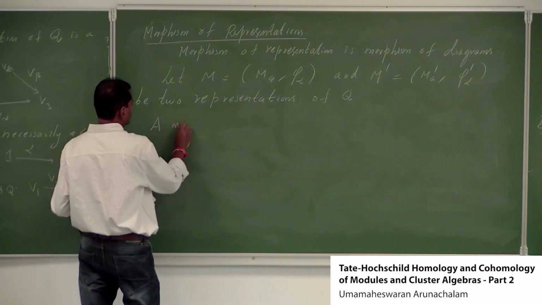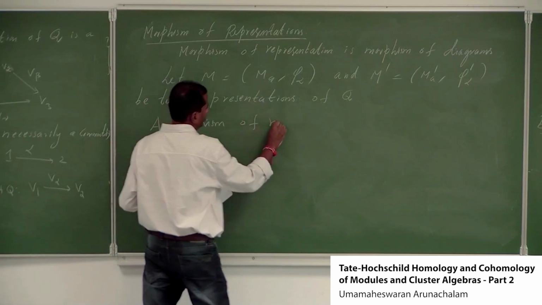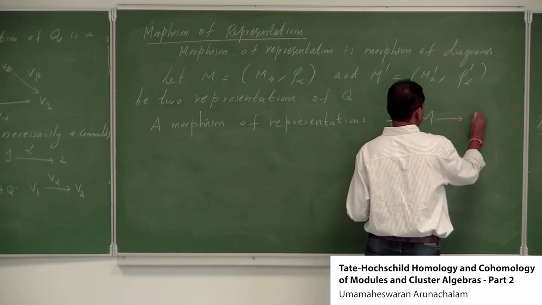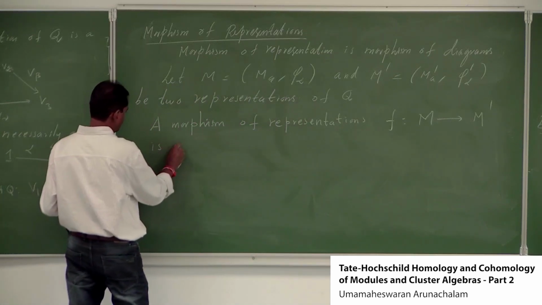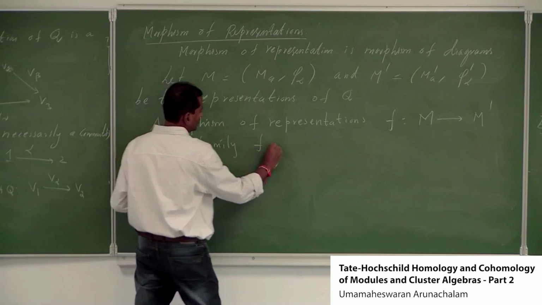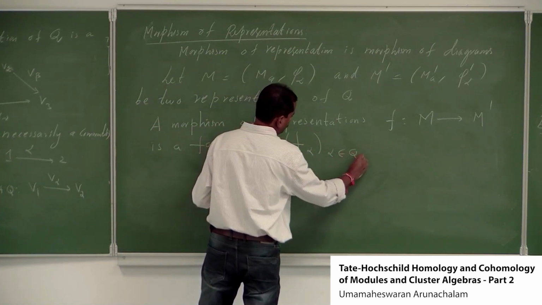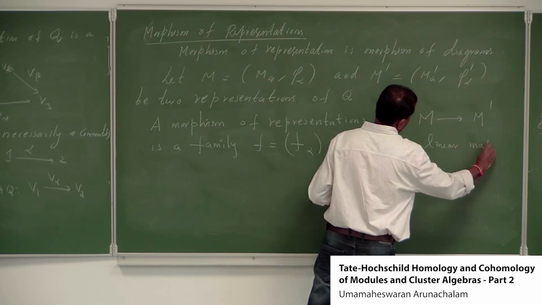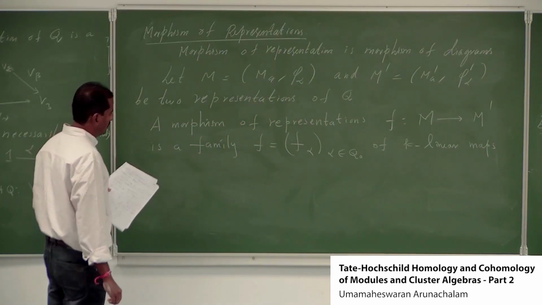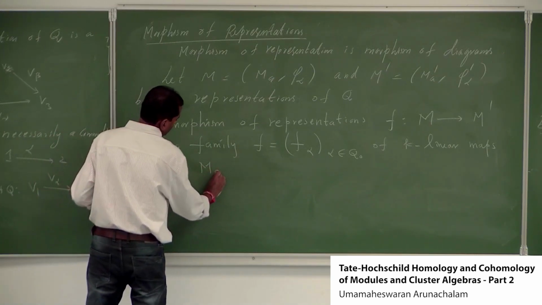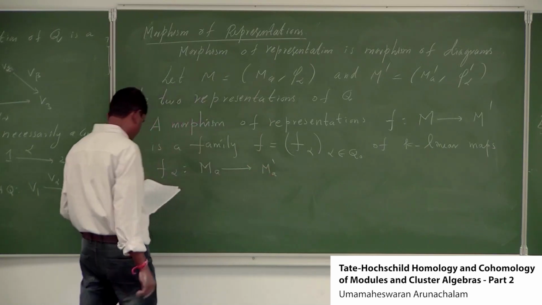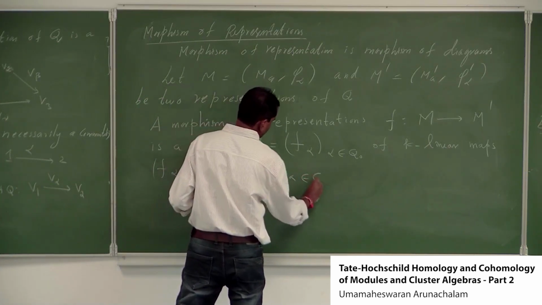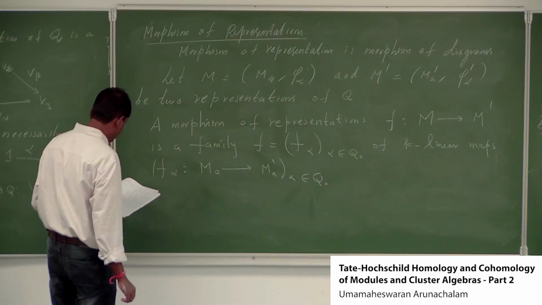A morphism of representations f, a mapping from M into M dash, is a family f_a, a belongs to Q naught, of K linear maps, where f_a is a mapping from M_a to M_a dash, that are compatible with the structure maps.